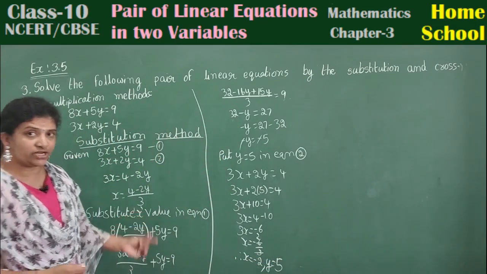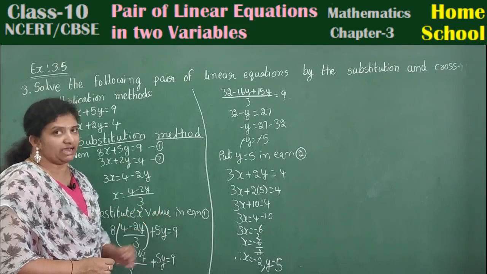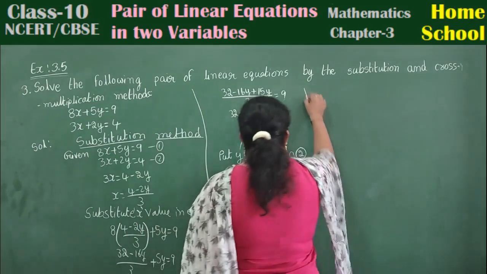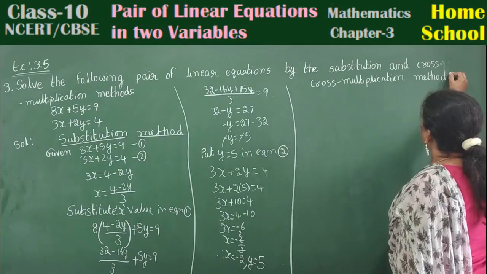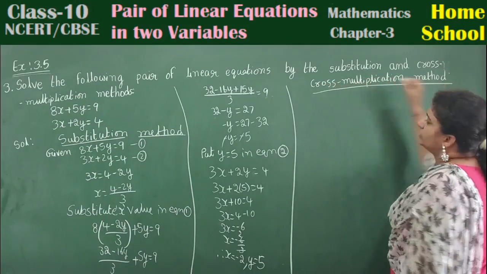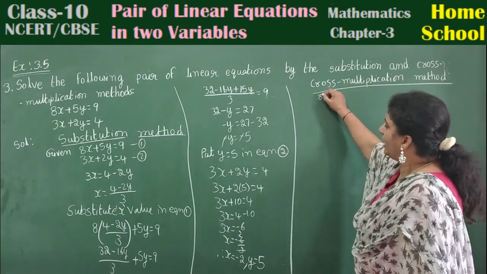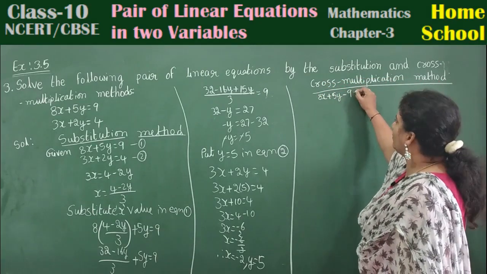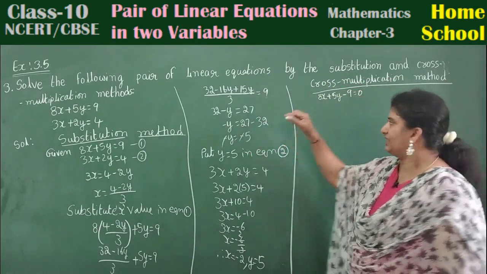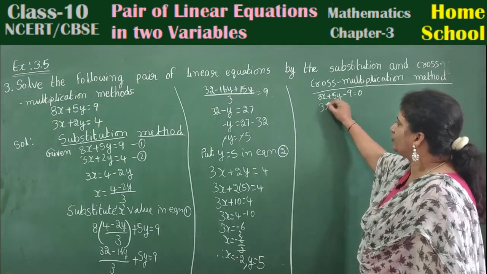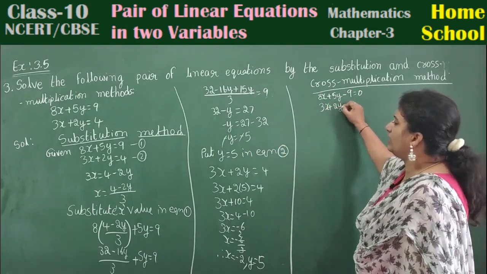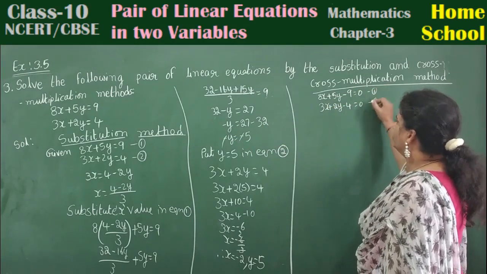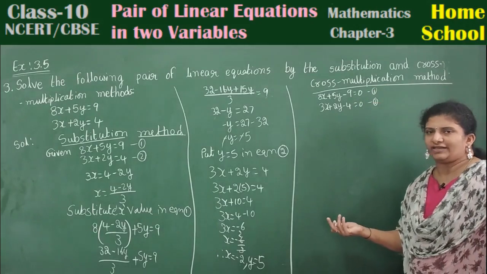By substitution method, we got the two variables' answer. Our next method we need to do is cross multiplication method. Cross multiplication method, we do the same problem. Rewrite the equations again: 8x plus 5y minus 9 equal to 0. I am writing, children, send that 9 that side. And similarly 3x plus 2y minus 4 equal to 0. Marking 1 and 2 is not needed actually.